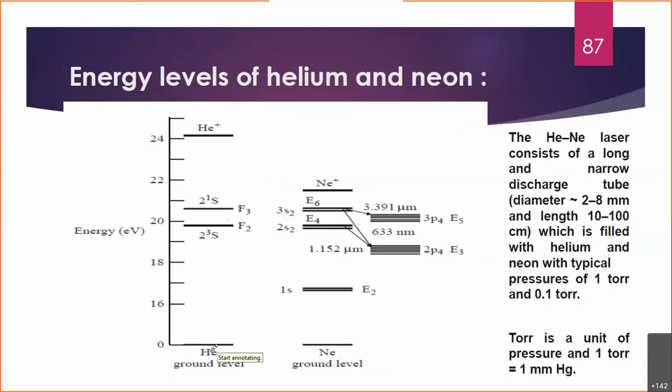Okay, so this is the ground level of helium. This is the ground level for neon. And you look at, let me change the color also. And here is the excited one. Okay, so these are the excited states and possible excited states. And these are the remaining ones for the neon also, 1s2, 2s2.